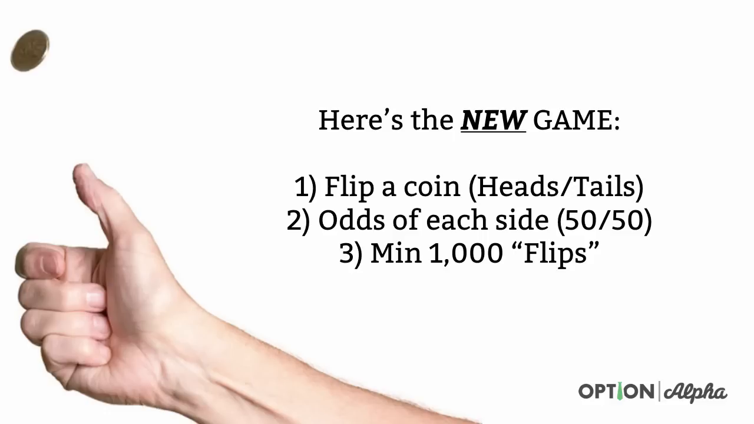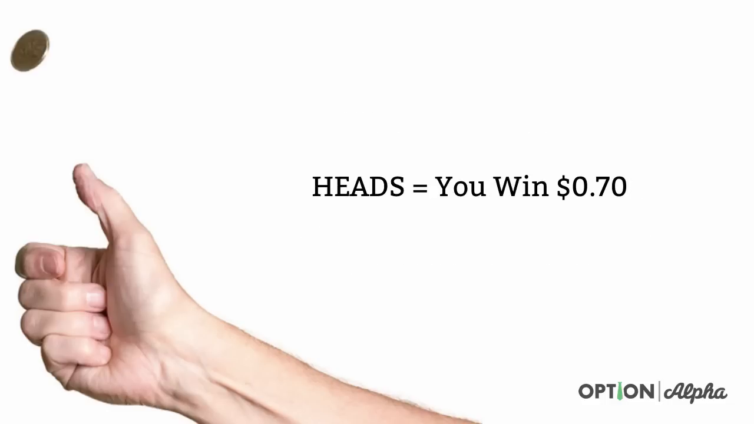You're still going to flip a coin. It's still going to have the same odds and still the same minimum 1,000 flips before we end the game. Now in this example, you're going to win 70 cents every time that it lands on heads. And when it lands on tails, you're going to lose $1.30. So all we did is change up the pricing of the game, where if it lands on heads, you win 70 cents. If it lands on tails, you lose $1.30.